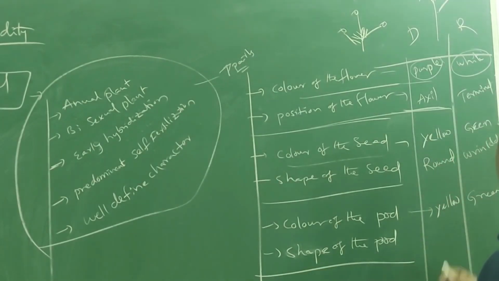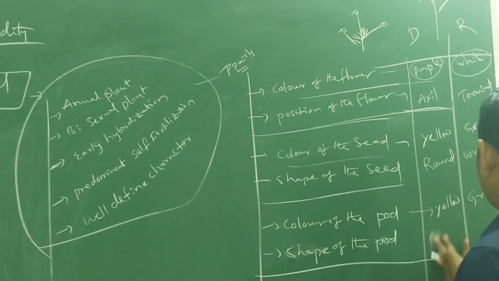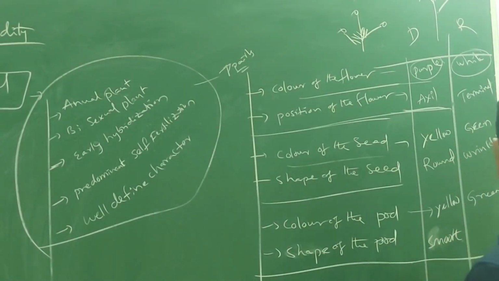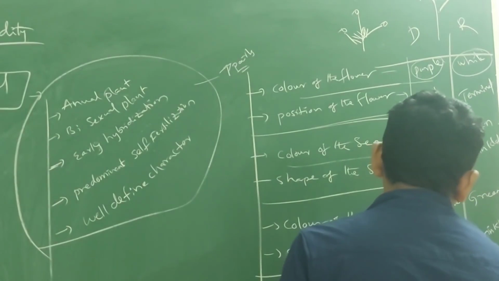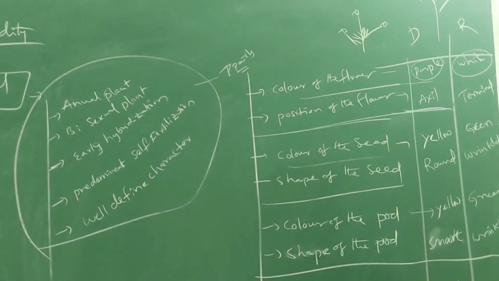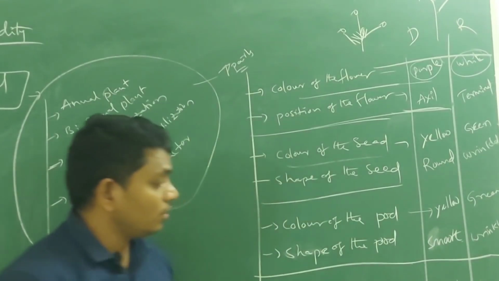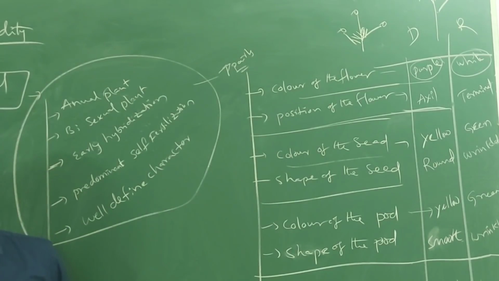And shape of the pod, round or smooth is dominant, and wrinkled is the recessive character. Length of the stem, short is a dominant character, long is a recessive character. Short is dominant and long is recessive. So these are the 7 pairs of characters chosen by Mendel for his experiments.